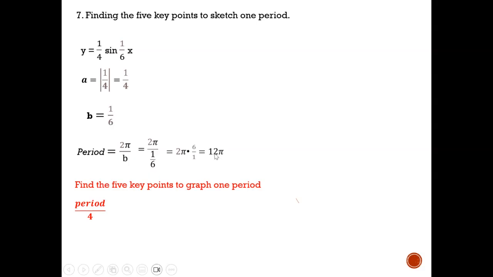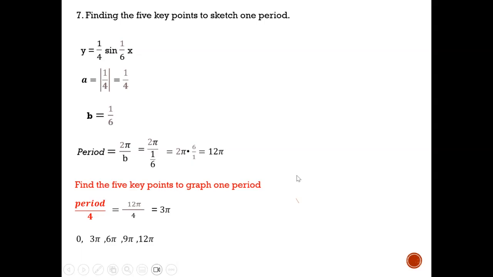Right, so my period is 12 pi, so 12 pi over 4 will give us 3 pi. So we start with 0, and then we keep adding 3 pi, so it'll be 3 pi, 6 pi, 9 pi, and 12 pi. Those are your 5 key points. Okay, but now, does the sine start at 0 or at 1?